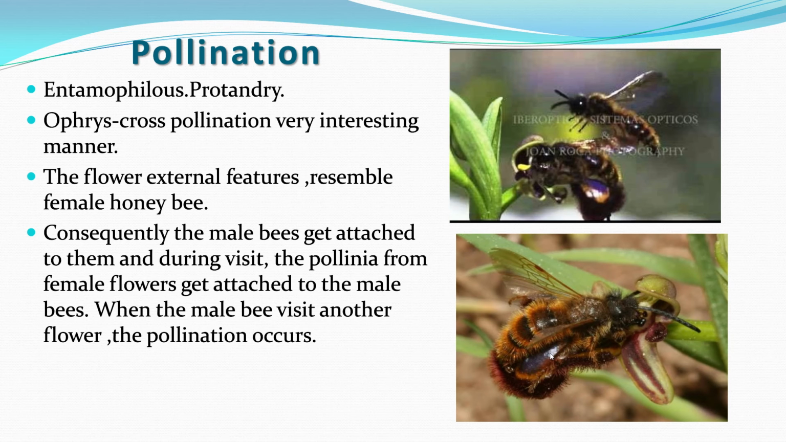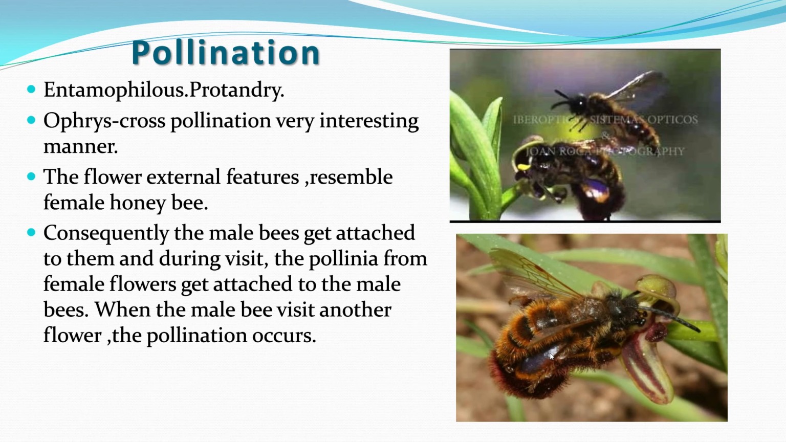The rostellum is displaced completely or partially. At the same time, the sticky disc at the end of the caudicle sticks to the body of the insect. When the insect visits another flower, the pollinia touch the stigma opposite to the rostellum. Pollination is completed. In Orchis, pollinia reach the stigma due to the hygroscopic movement of the caudicle.